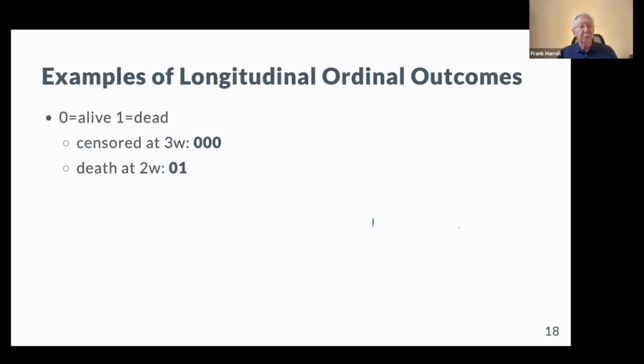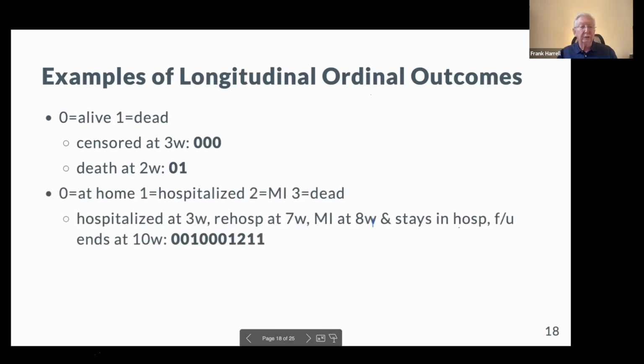So here's examples where, first of all, you just have death and you have somebody followed weekly for 3 weeks and they were still alive at the end of 3 weeks. Your longitudinal data is just 3 zeros. Somebody that dies at 2 weeks, that's an absorbing state. The data terminate there. And so your raw data is just a 0 and a 1.